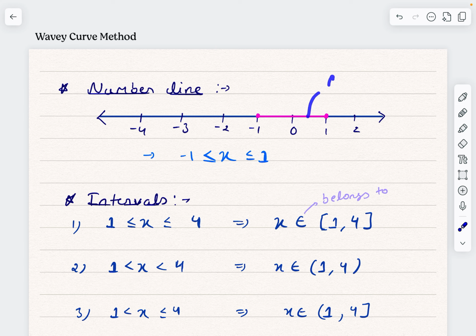So it could be 0.5 also. It could be 0.7 also. Everything will be there on the number line. And if I say to mark the interval x greater than equal to minus 1 and less than equal to 1, that means the interval from minus 1 to 1, which I have shaded here with the pink line. So this is the number line. We'll be using it while solving the problems.